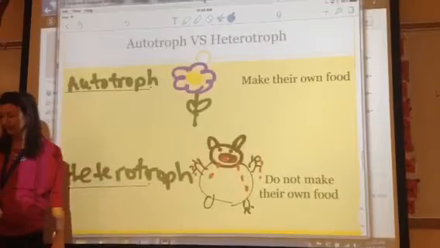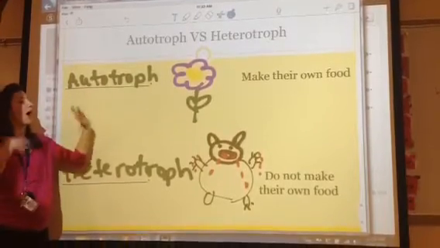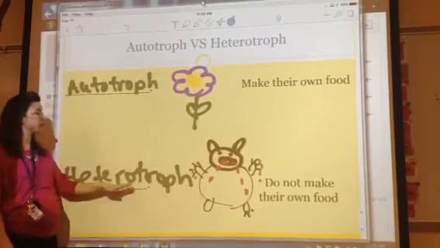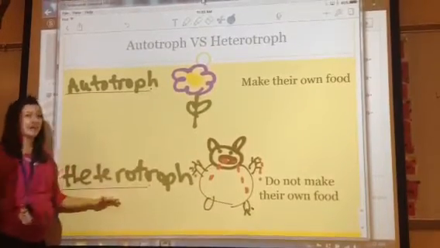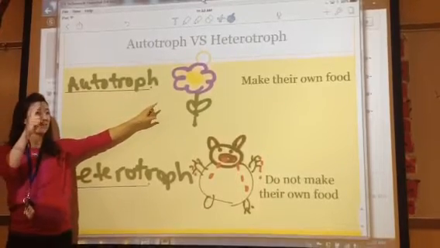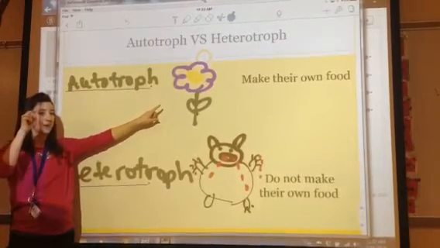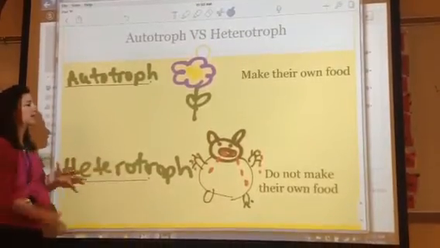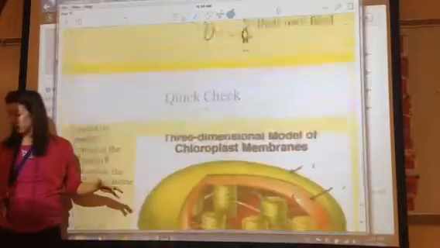Okay, last two words. Autotrophs, auto, they automatically make their own food. Heterotrophs do not make their own food. So what three things can do photosynthesis? Plants, bacteria, algae, and heterotrophs would be everything else, us. Anything that has to eat its own food.